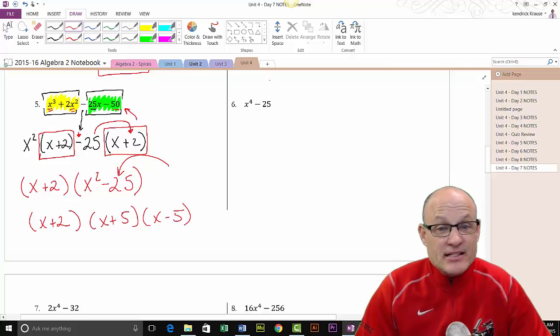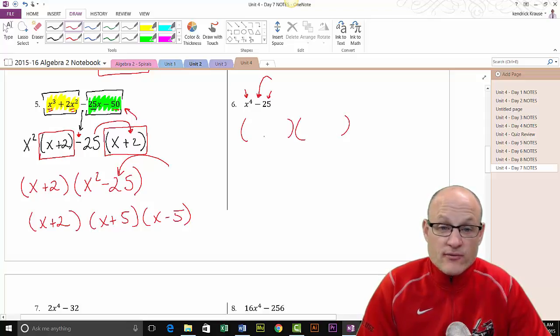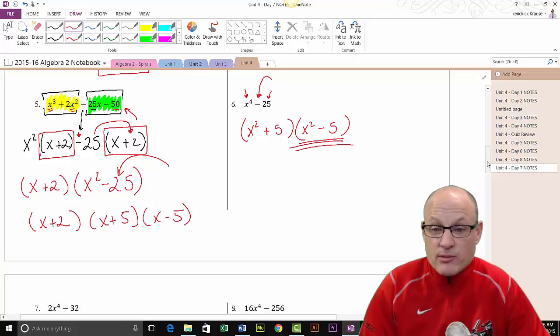All right. This is the difference of perfect squares. These are not cubes. 25 is not a cube, and that's not a cube. But they are squares. So I'm just going to write it as the difference of perfect squares: x squared plus 5, x squared minus 5. That's it. That's all there is to it. Only because this is not a difference of perfect squares, I can't keep going.